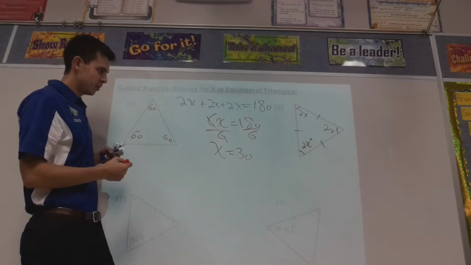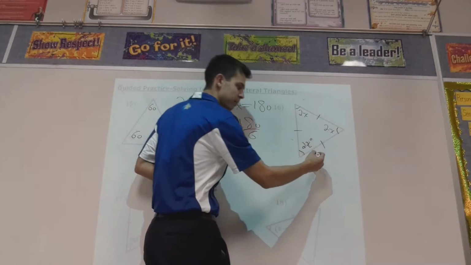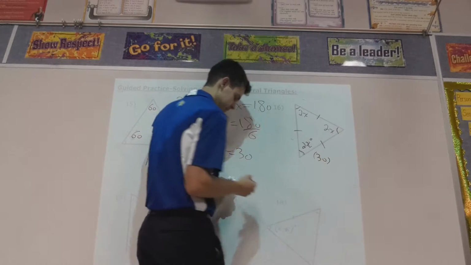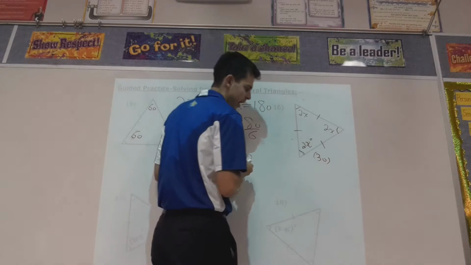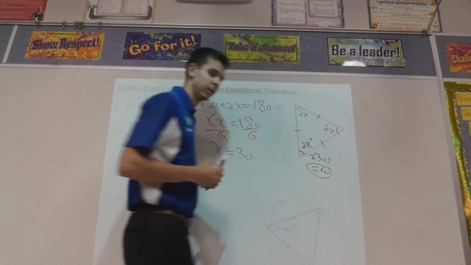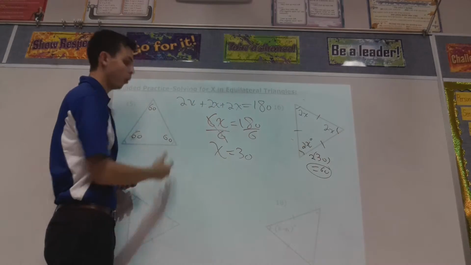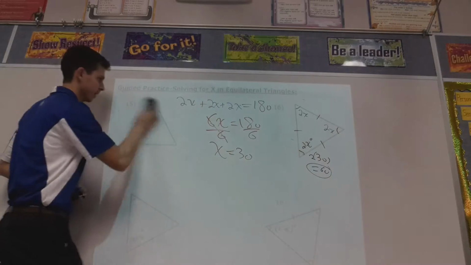Each angle was 60 degrees. Here, we found that x is equal to 30. So if I plug in the 30 here, 4x, 2 times 30, that's equal to 60. So x may change. We're solving for x, but the whole angle is going to be 60.